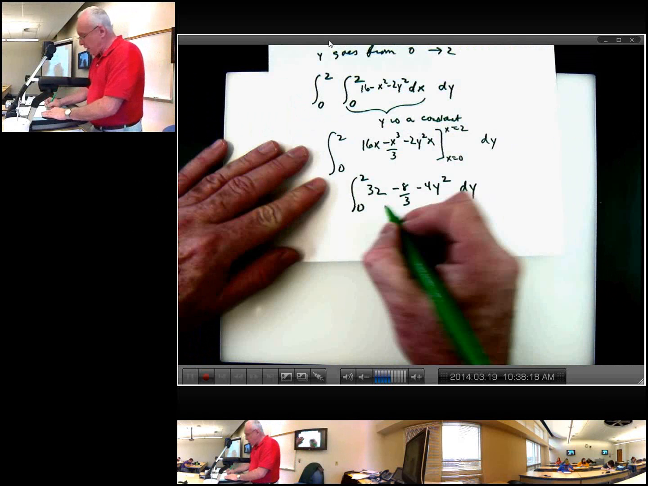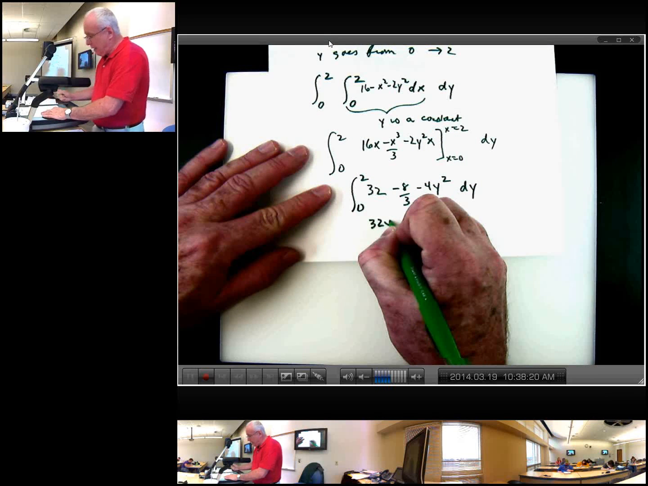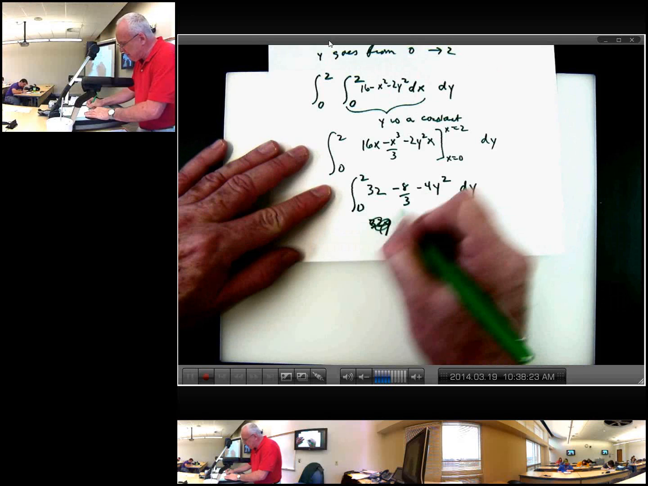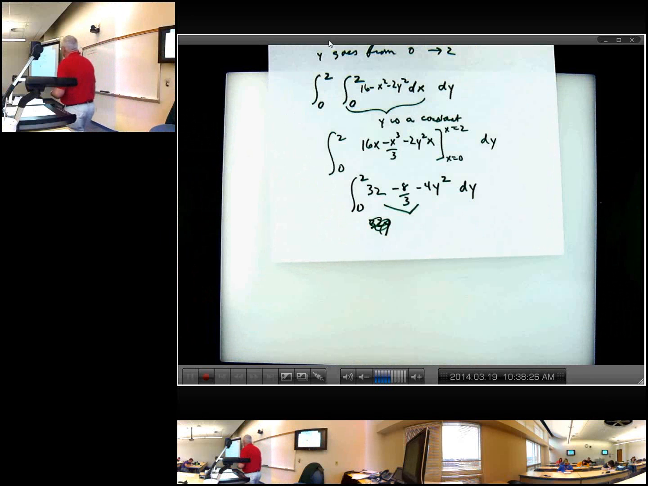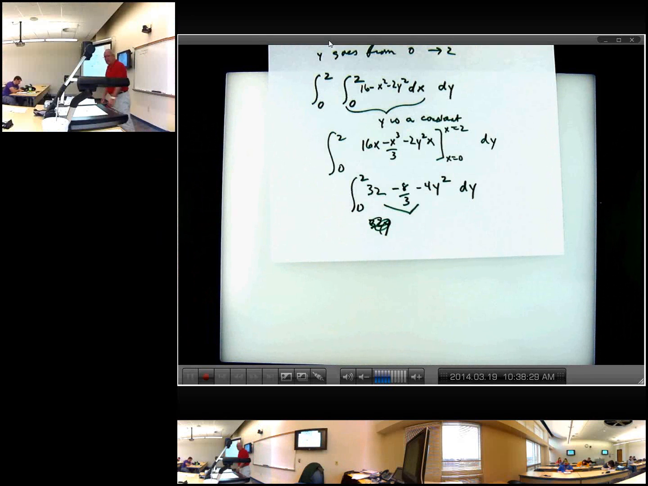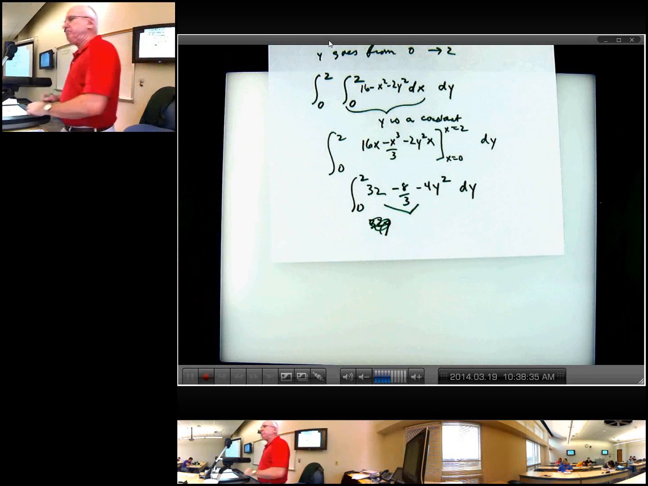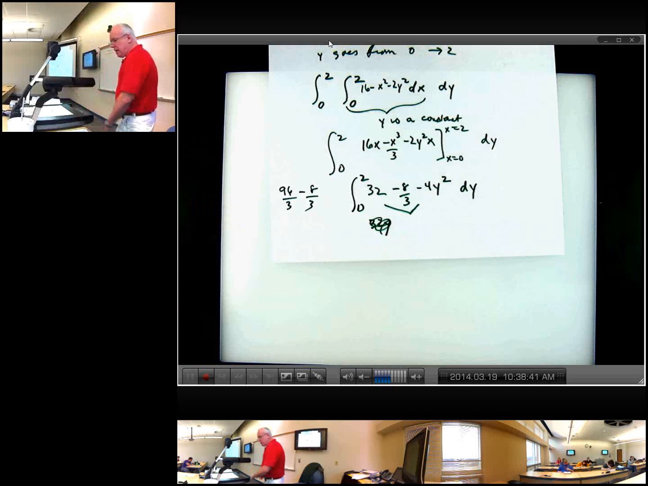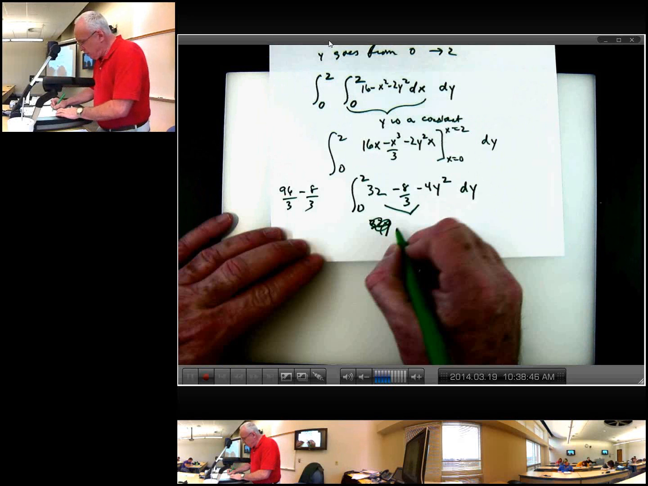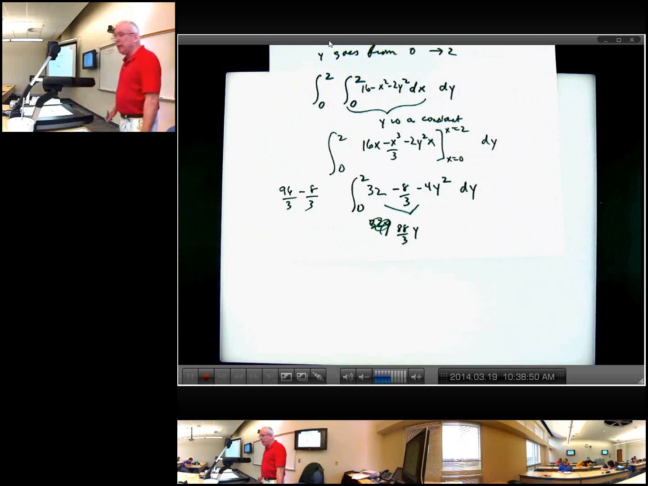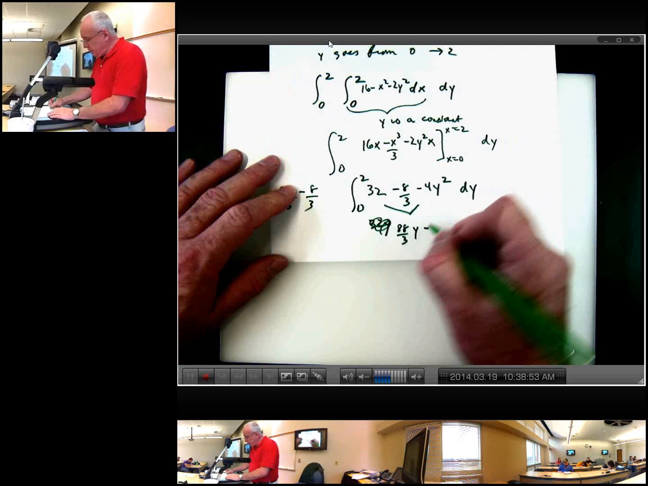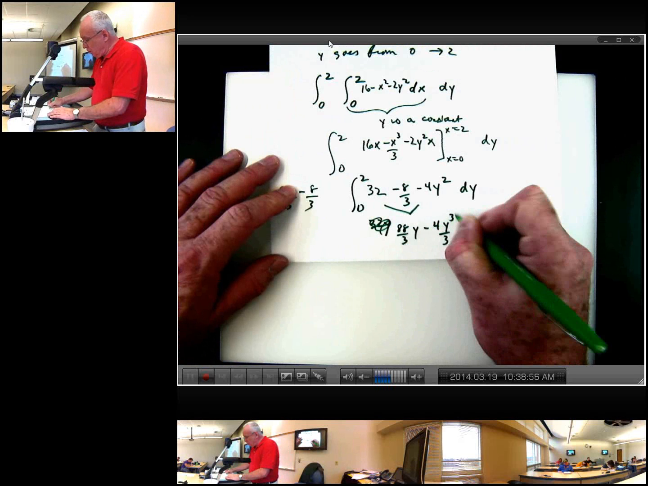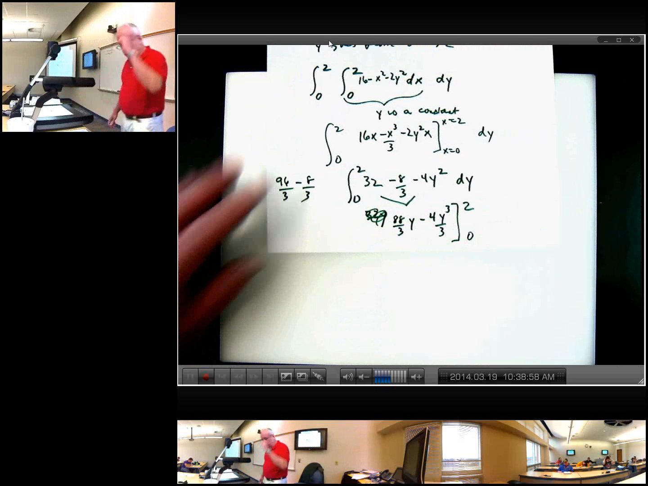So we do this process. Before I go on, let's combine our two numbers there: 32 minus 8/3. Get them over a common denominator. It's 96 minus 8, so that's 88 thirds, times y. And then the antiderivative of the other term is minus 4y to the third over 3, going from 0 to 2.